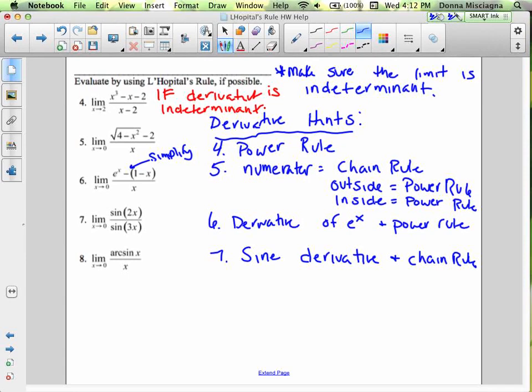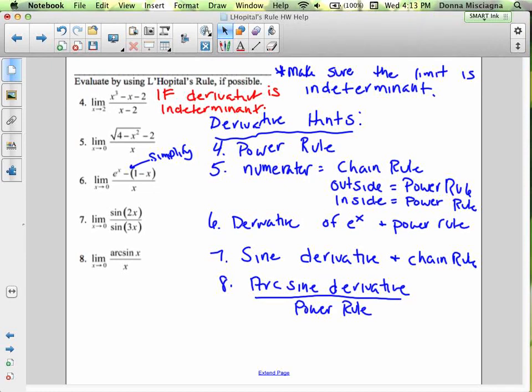8, you've got in the numerator just the derivative of arc sine. And if you forget, go look at your notes. I mean, eventually you got to memorize these, but you can always look back at your notes to remind yourself. And then in the denominator, I'll just do this. You have a power rule, a really easy derivative there with x.